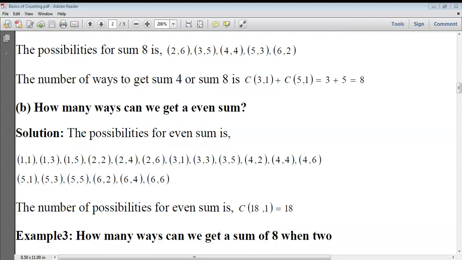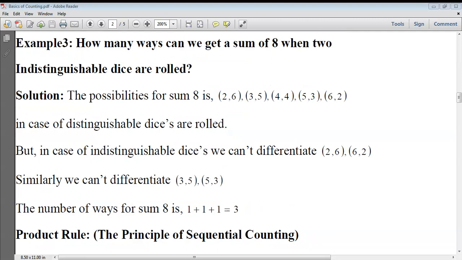So next one: how many ways can we get a sum of 8 when two indistinguishable dice are rolled? Indistinguishable means you cannot differentiate between the two dice. The previous examples had distinguishable dice, that means they are of different colors. In example 3, they are indistinguishable dice, so they cannot be differentiated. In order to get sum 8, the possibilities are 2 6, 3 5, 4 4, 5 3, 6 2. These are the chances for sum 8.